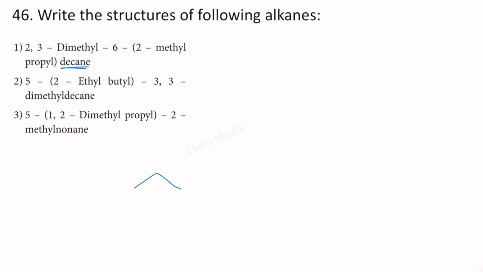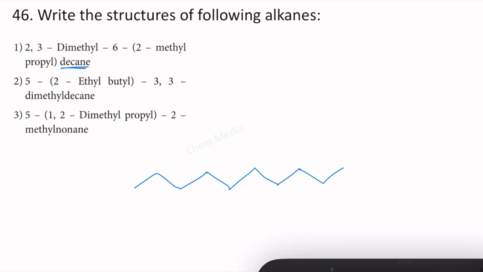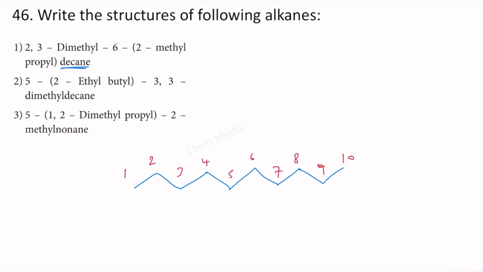1, 2, 3, 4, 5, 6, 7, 8, 9, 10. Number it. Now we have two methyl groups at 2 and 3 position. Therefore, let us write those first. And we have a propyl chain at 6 position that has a methyl substituent at 2 position. Therefore, we have to write down the propyl chain first.